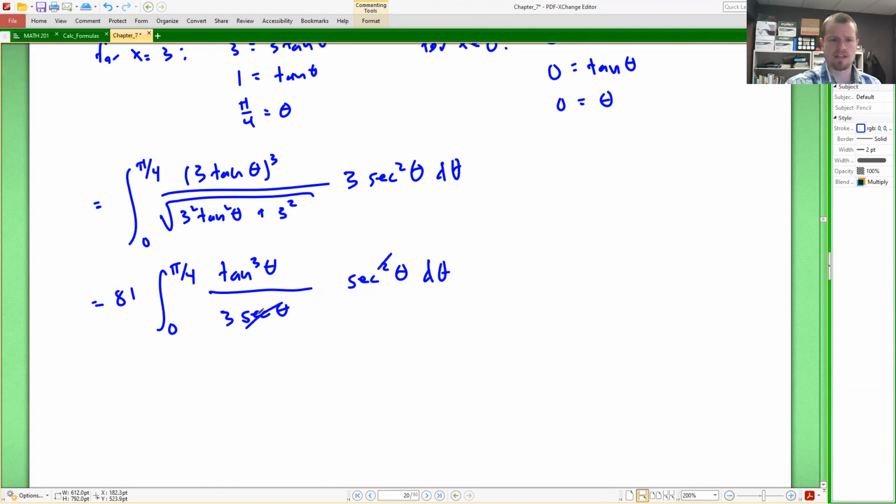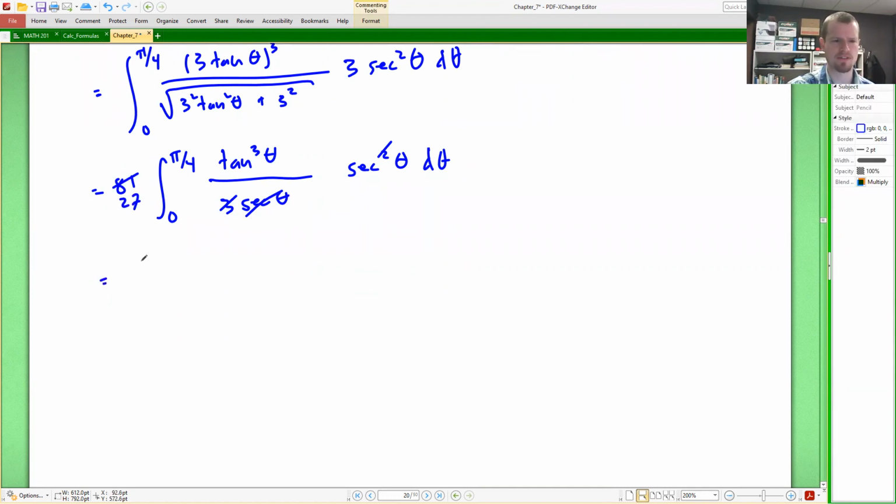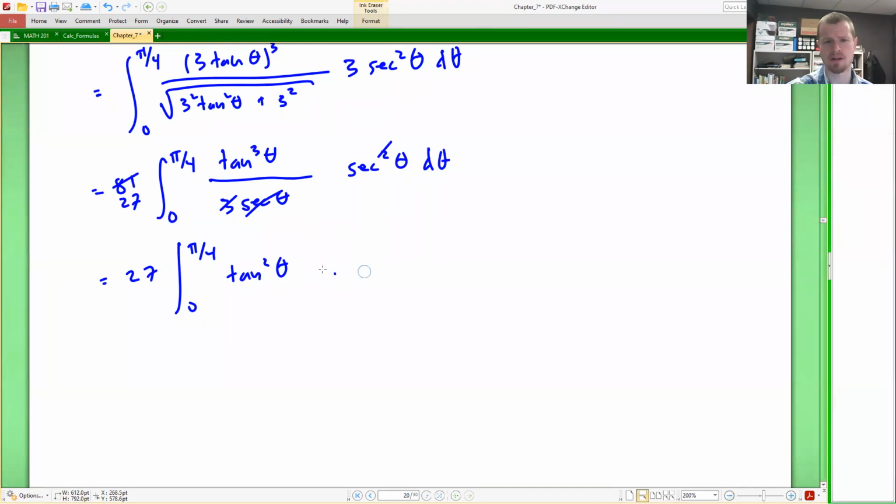So the secant and the secant will cancel out, and the 1/3 can be pulled out to reduce this to just 27. So we have a little bit of simplification already. So this is 27 times the integral from 0 to pi over 4 of, now I'm going to rewrite this as tangent squared theta times secant theta tangent theta. Why am I doing that? Because I'm already recognizing the substitution I need to make to evaluate this trigonometric integral.